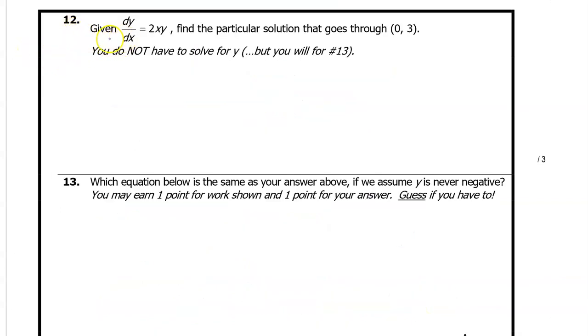Number 12. Given dy/dx equals 2xy, find the particular solution that goes through (0, 3). This is a separable differential equation. So let's get all of the y's on the left side of the equation and all of the x's on the right-hand side. As a first step, let's multiply both sides by dx. So we will have dy is equal to 2xy dx.